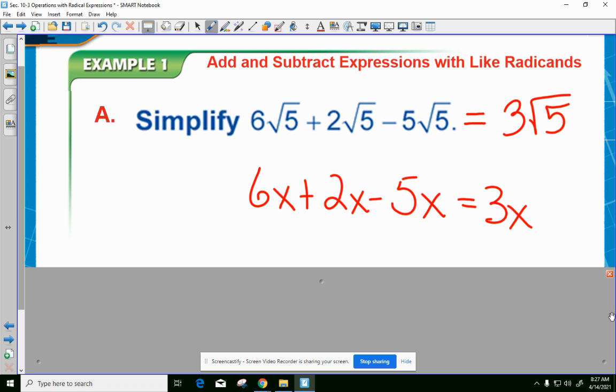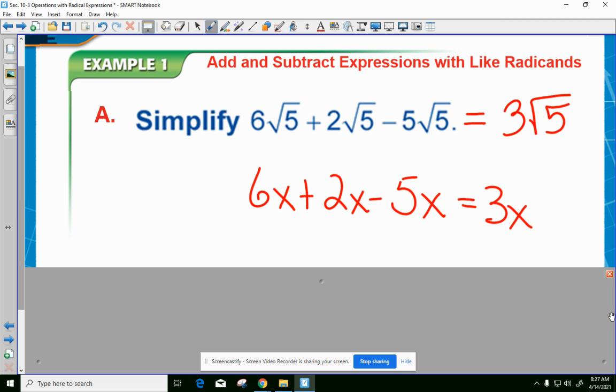I was able to put 6x, 2x, and 5x together because they all had the same variable. I don't know what x is worth, but I know that if it's the same in all three, I can put all three of them together. You agree with that statement? Well, here, each one of these has the exact same square root of 5 attached to it. So because they all look the same, I can put their coefficients together. It's no different. We would call this bottom one like terms. We'd call this top one like radicals.